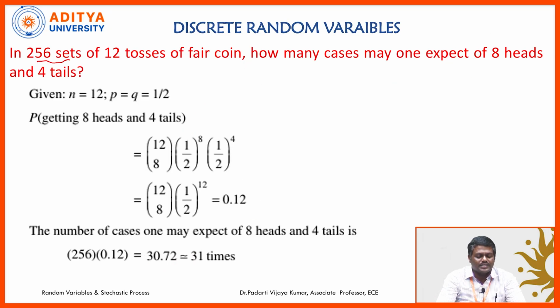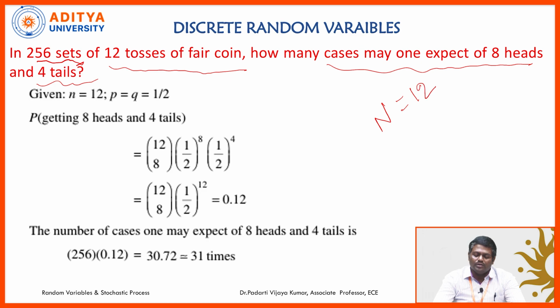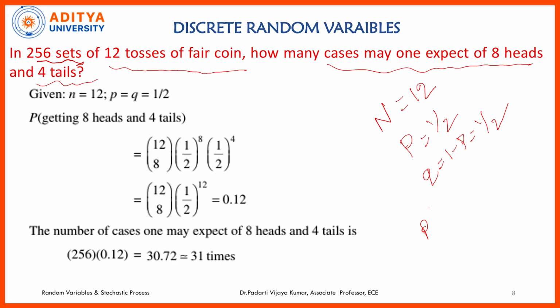In 256 sets, out of 12 tosses of a fair coin, how many cases can we expect 8 heads, 4 tails? So, the total number of trials is 12. The probability of success will be 1 by 2. The probability of failure will also be 1 by 2. Number of times the heads, x is equal to 8, that is 12c8, 1 by 2 whole power 8, 1 by 2 whole power 12 minus 8. So, we will get 0.12.